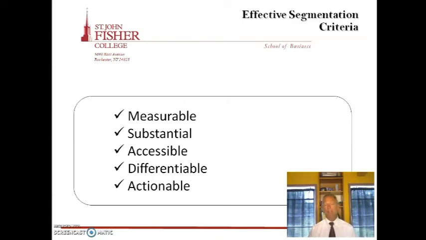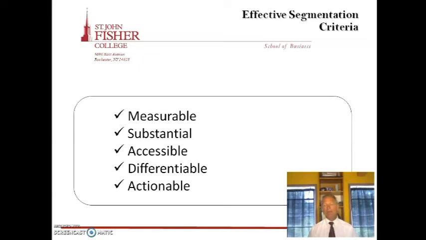It's got to be measurable. You've got to be able to measure your market and understand your potential and that type of thing. But the key thing is it's got to be substantial and it's got to be accessible. You might have a substantial market in a very remote area and it's measurable, but the problem is you can't get your product to them.